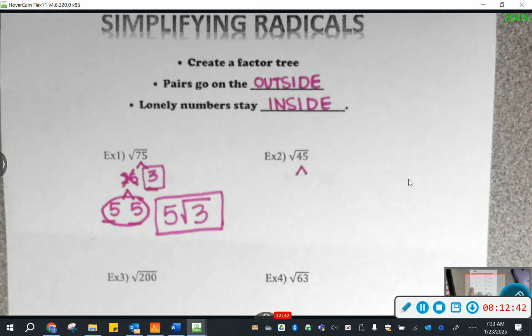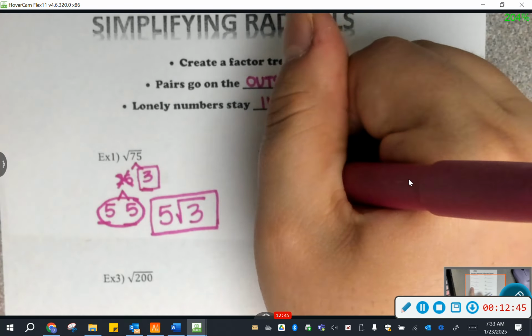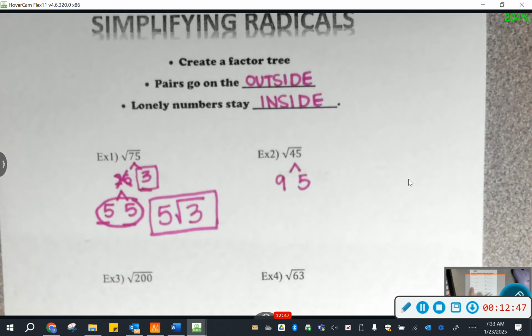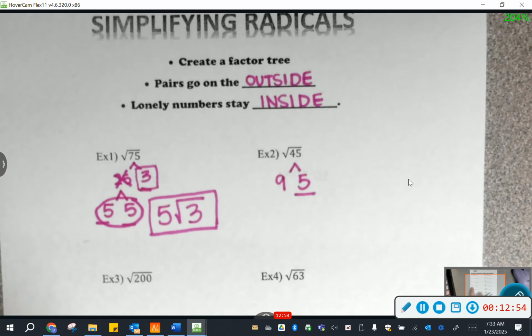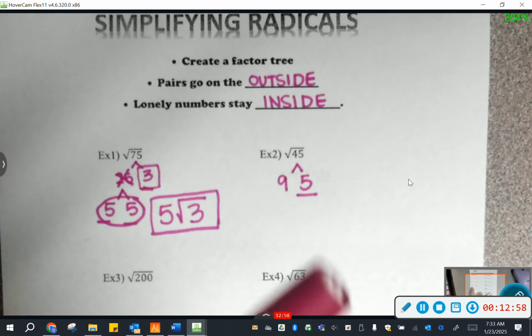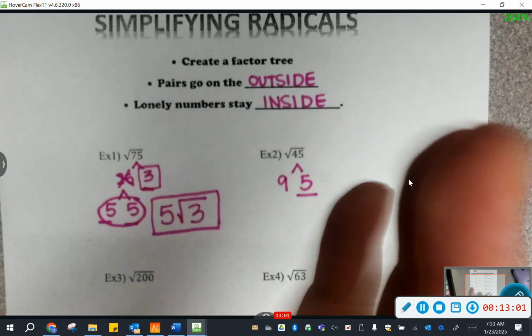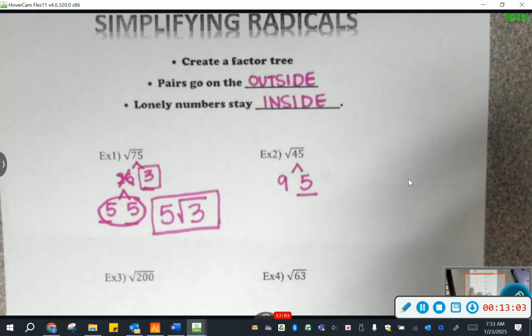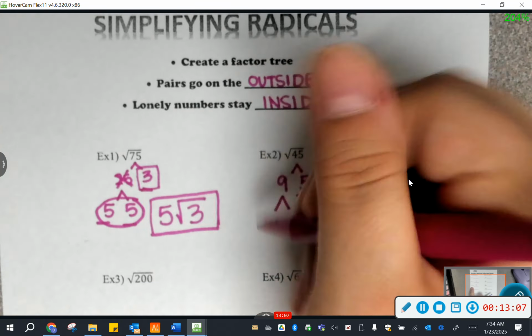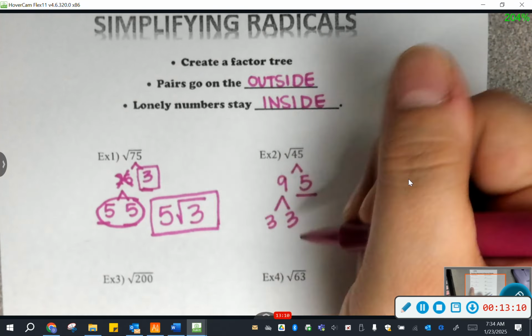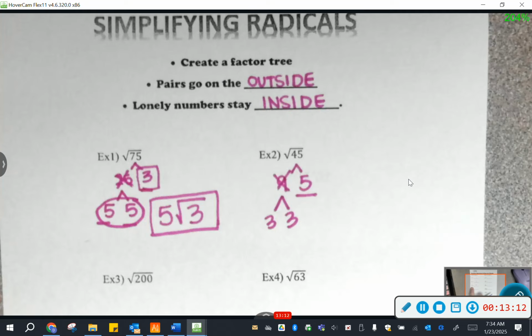How can I get 45? 9 times 5. Are either one of these prime? 5. I can underline 5. Prime meaning you can't go any further. So the only numbers I would get would be 1 and 5. If 1 is the only number you can get, it's prime, you're done. Yep. Can I keep going with 9? How can I keep going with 9? 3 and 3. And I used 9, so I'm going to cross it out, and I'm going to underline my 3's.